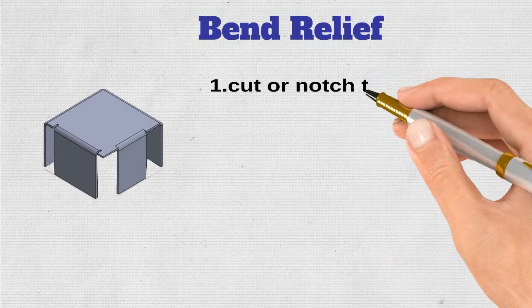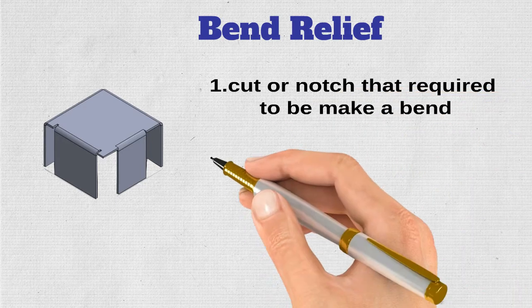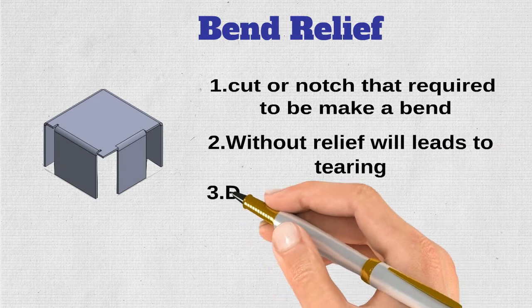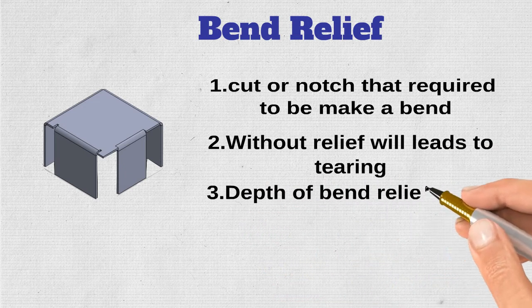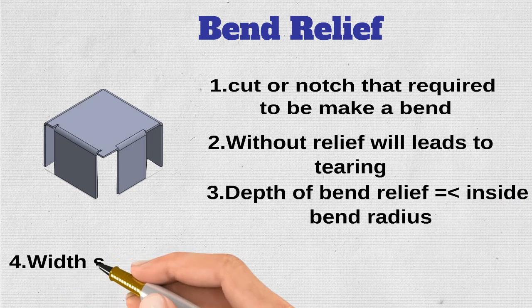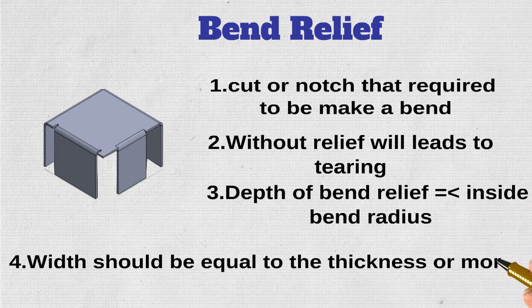Bend relief. Bend relief is the cut that is required to make a bend, where an edge flange without relief leads to a greater amount of tearing. The depth of bend relief should be more than or the same as the inside bend radius of the bend, and the width should be equal to the thickness or more.